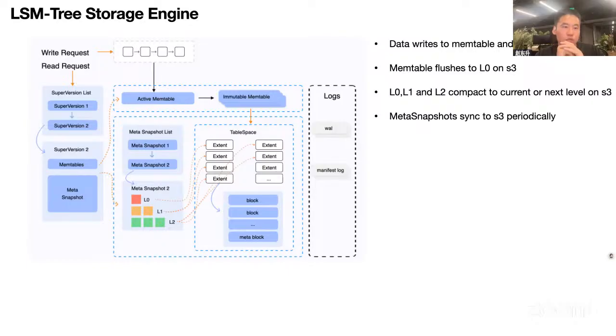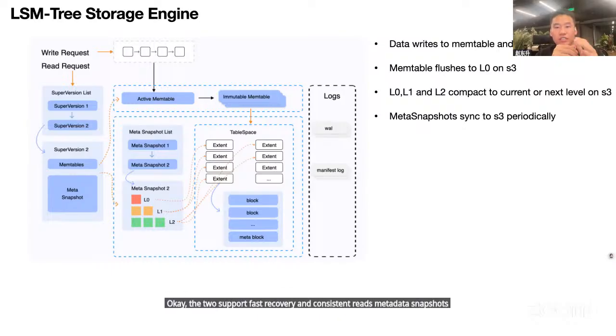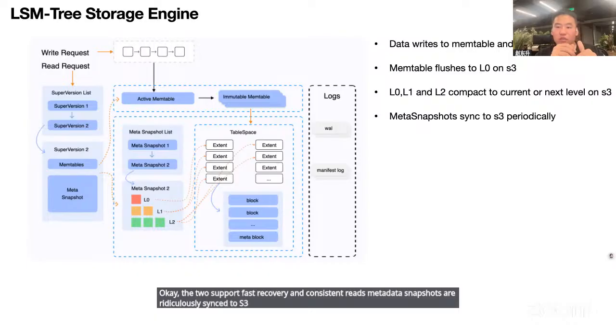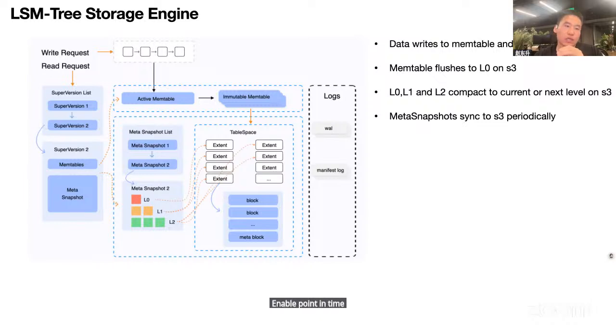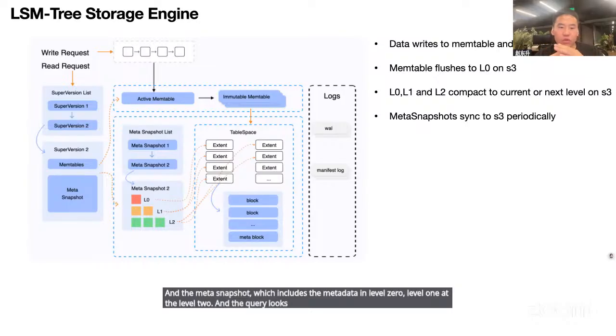To support fast recovery and consistent reads, metadata snapshots are periodically synced to S3. These snapshots include references to the latest manifest logs, WAL, and data files, enabling point-in-time recovery. In the read path, the query first acquires a superversion, which contains the current memtables and the meta snapshot, which includes the metadata in level 0, level 1, and level 2. And the query looks up from the memtable, cache, and level 0 to level 4 until finding a satisfying result.